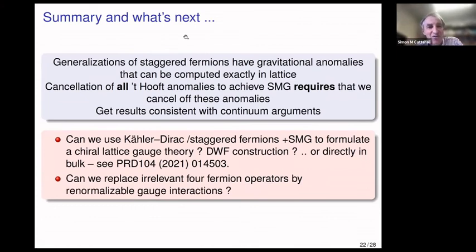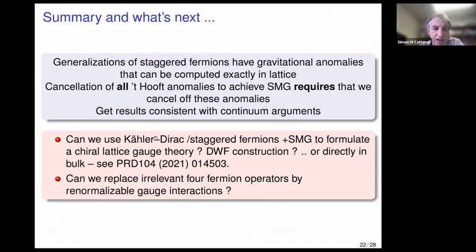All right, so let me just summarize what I've said so far. Generalizations of staggered fermions have gravitational anomalies. That is, they can depend on the topology of the background space, but you can compute them exactly in the lattice theory. When you cancel off all of these anomalies, as you would in the spirit of canceling all 't Hooft anomalies, as I talked about at the beginning, to achieve symmetric mass generation, that will actually give constraints on the number of fermions, and those constraints are exactly consistent with what you get from these continuum arguments, which I didn't go into great detail on, but they exist.